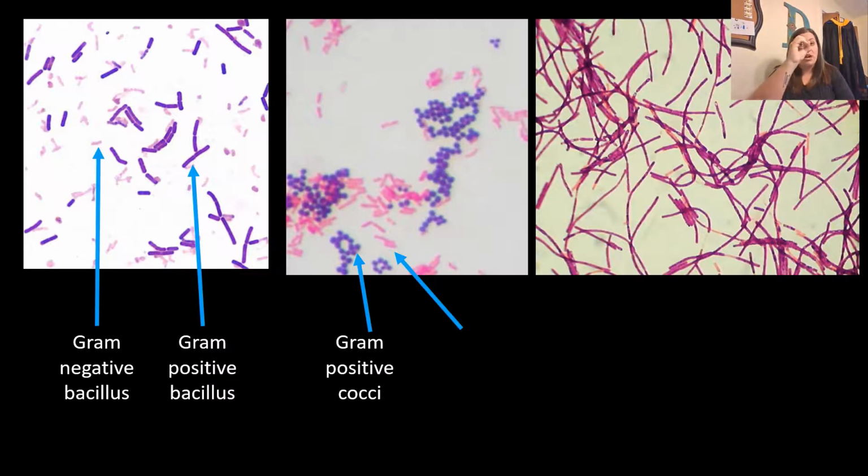On the other hand, in the second picture, you can see that there is a gram-positive, but this gram-positive has got the coccus shape. It's round or circular, whereas the gram-negative here is still a bacillus. Okay, so we can see that.